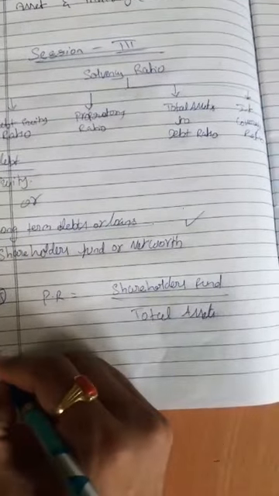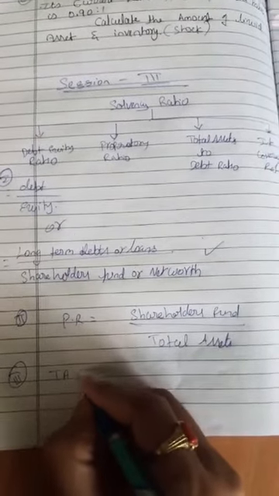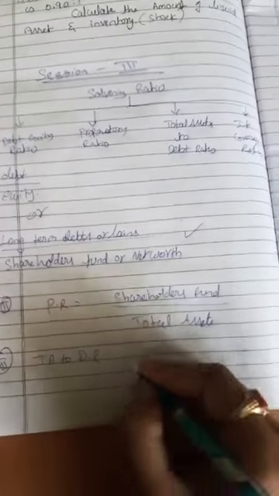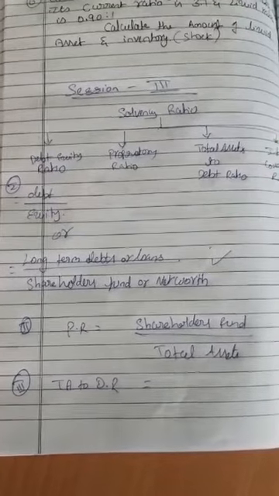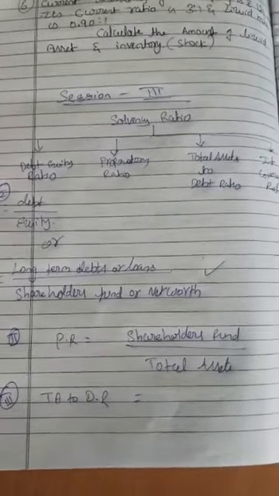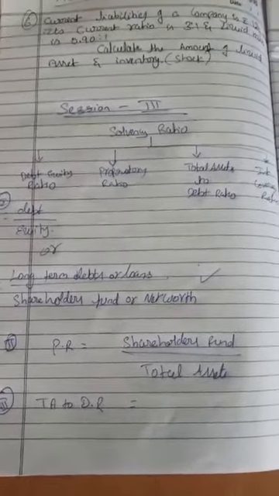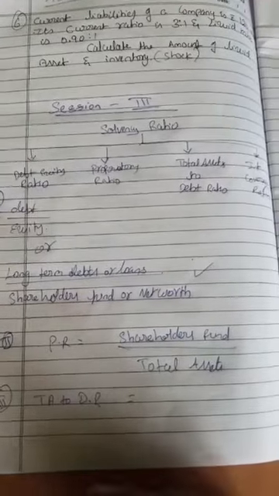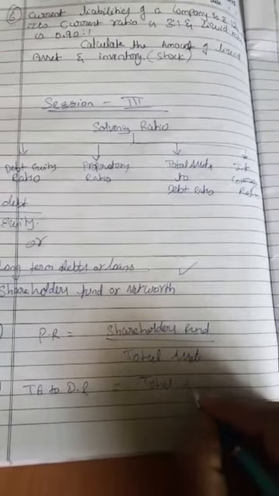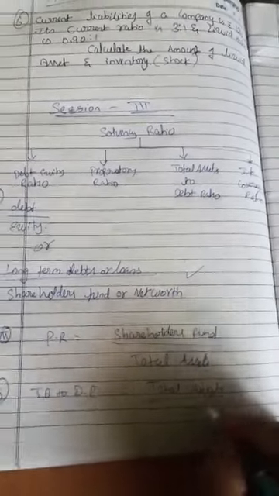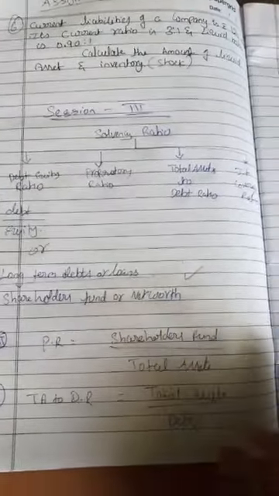And the third one is the total assets to debt ratio. Here it tells you the percentage of a company's total assets that were financed by the creditors. In order to know that, we calculate your total assets to debt ratio. The formula is so simple: total assets divided by total debts.